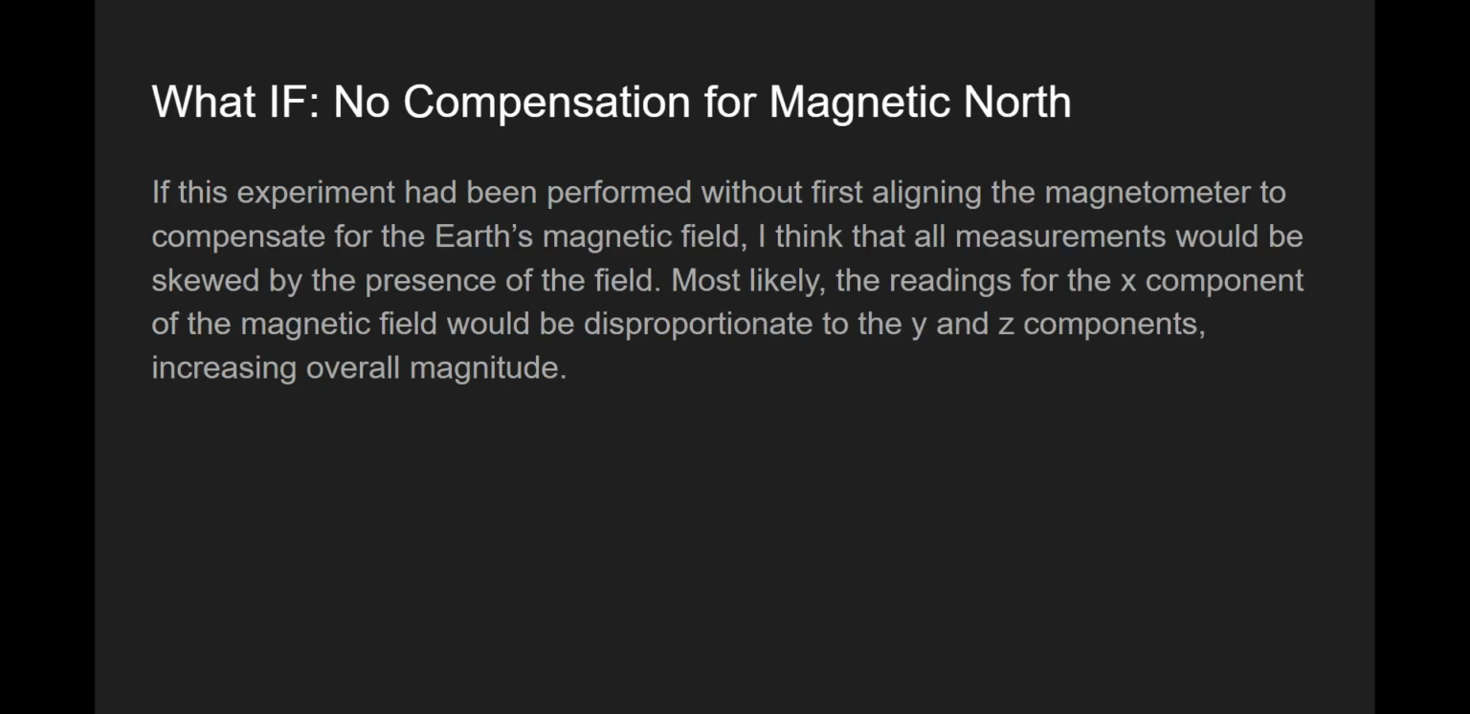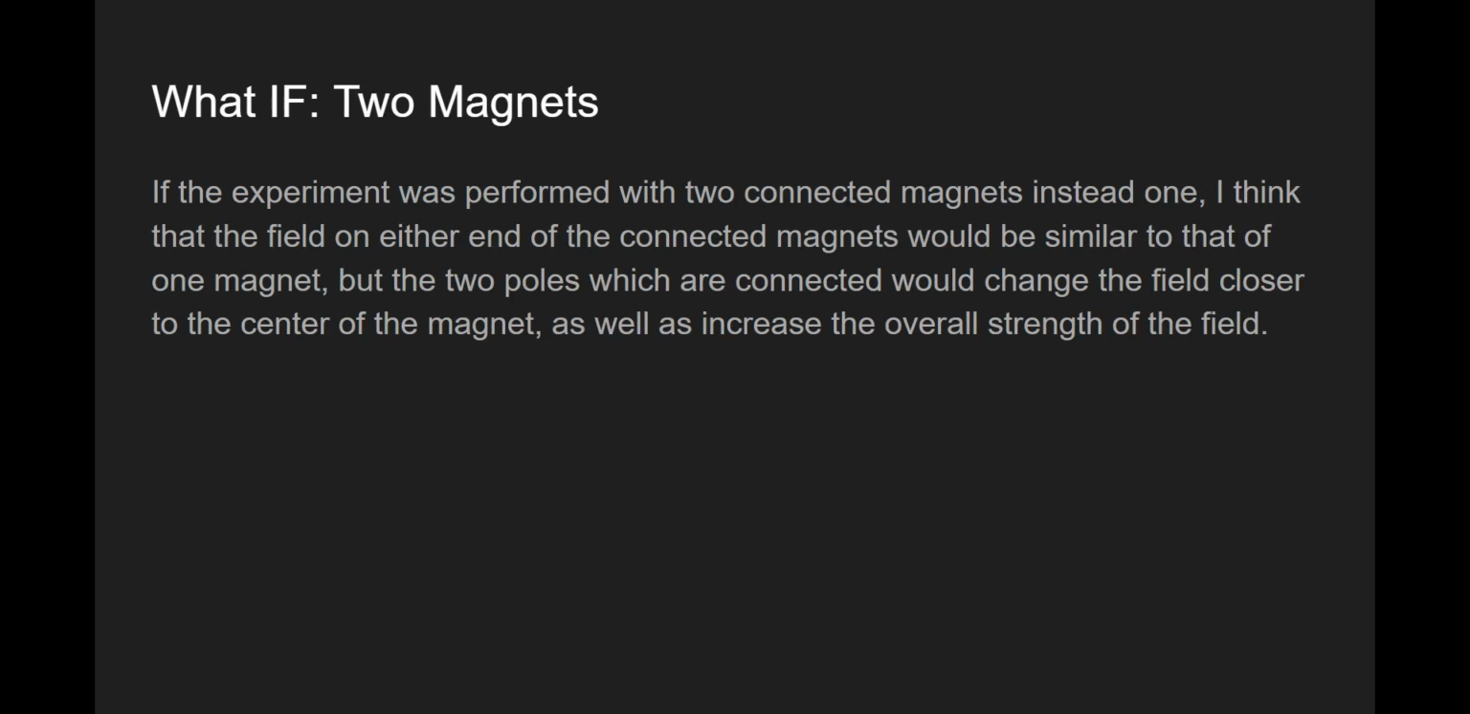What if no compensation for magnetic north? If this experiment had been performed without first aligning the magnetometer to compensate for Earth's magnetic field, I think that all measurements would be skewed by the presence of the field. Most likely, the readings for the X component of the magnetic field would be disproportionate to the Y and Z components, increasing overall magnitude.